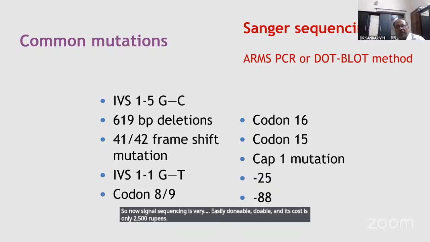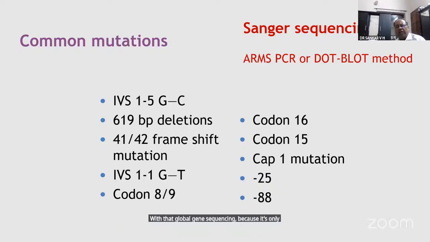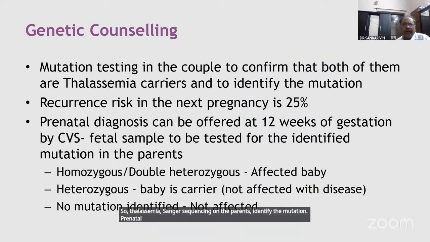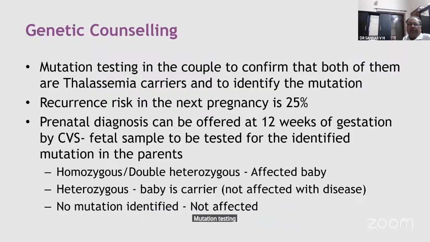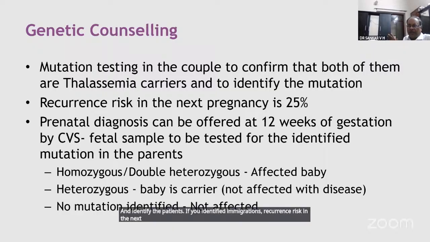For beta globin gene sequencing, because it has only 3 exons. So for thalassemia, Sanger sequencing of the parents identifies the mutation, and prenatal diagnosis can be done. So genetic counseling, mutation testing in the couple to confirm that both of them are thalassemia carriers and identify the mutations. If you identify the mutations, the recurrence risk in the next pregnancy is 25%.